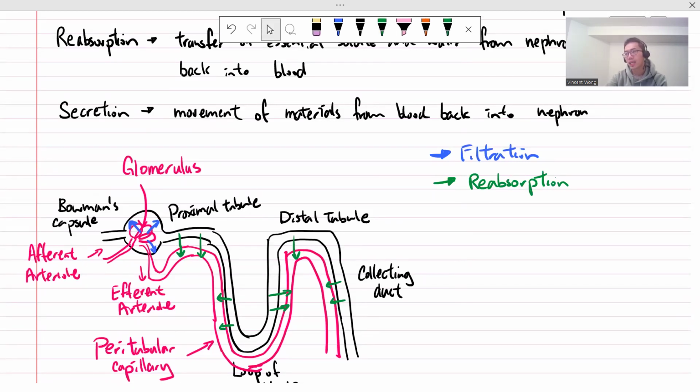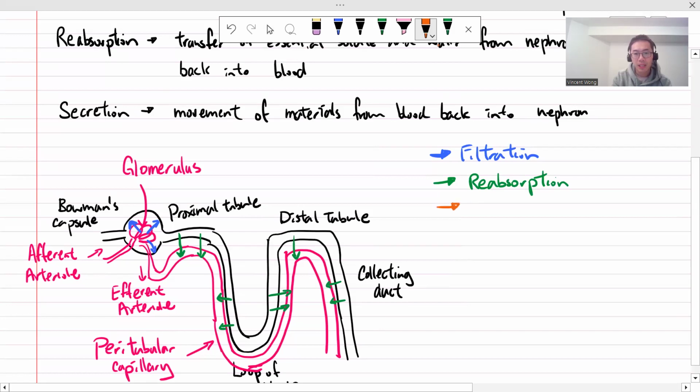Reabsorption. You're taking stuff back into the blood. These are things that you want to keep, but it just happens to be lost. Well, not accidentally. It's more like it was by design, right? In the filtration process, it's not very selective, so you end up losing some of the useful stuff.